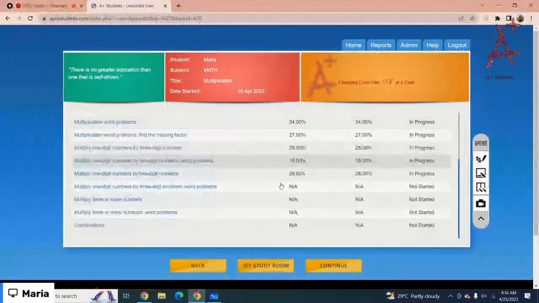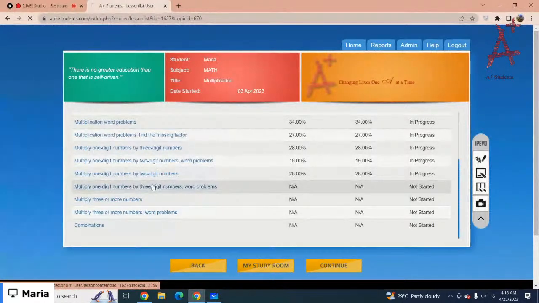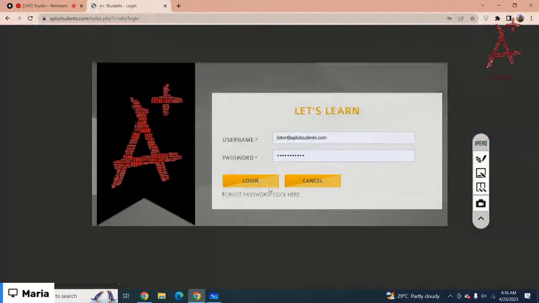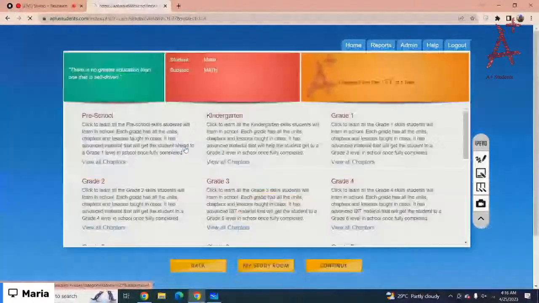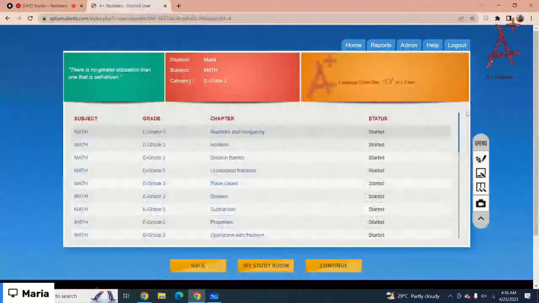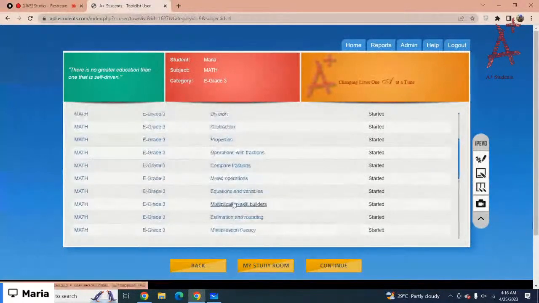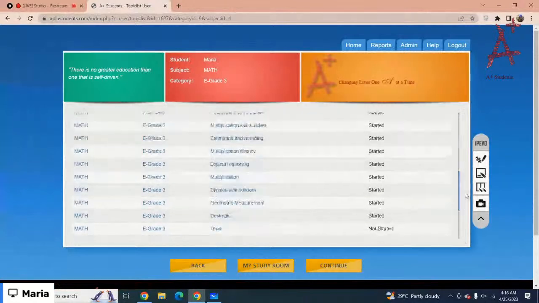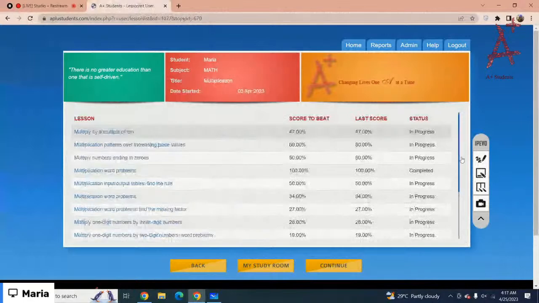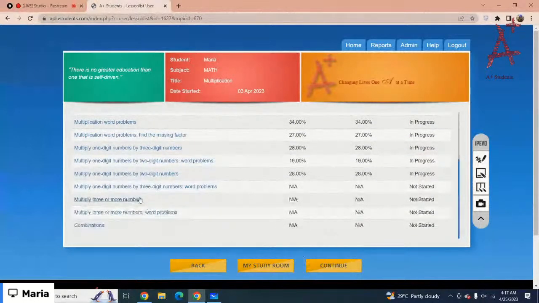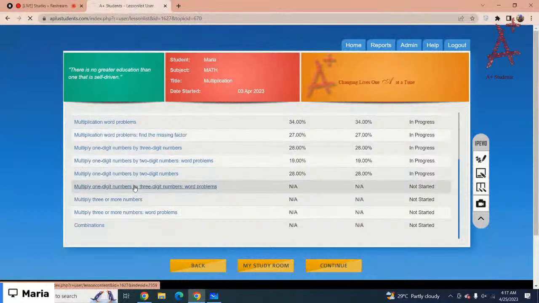Okay, here I am on grade 3 maths. Here is the lesson multiply one digit number by three digit numbers word problem. So let's start with the lesson.